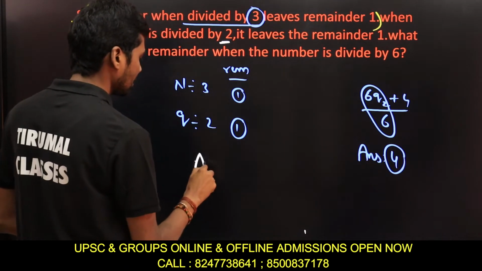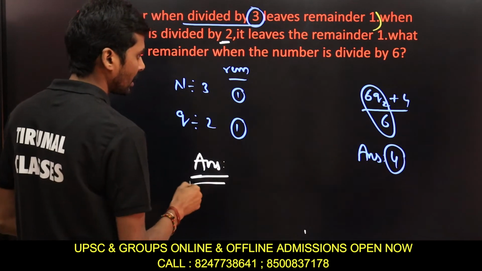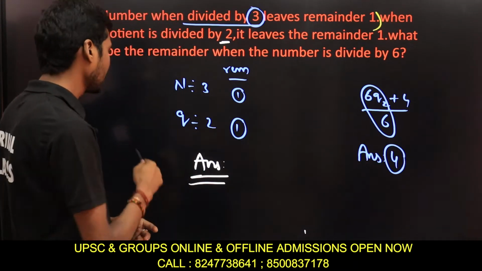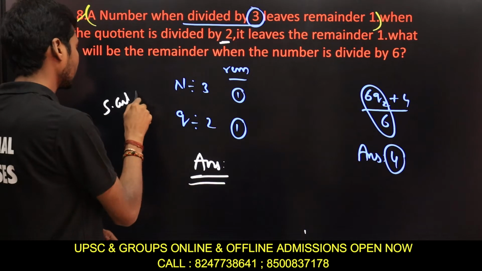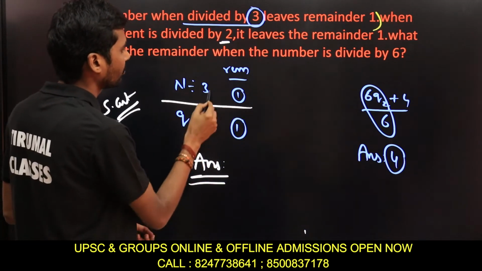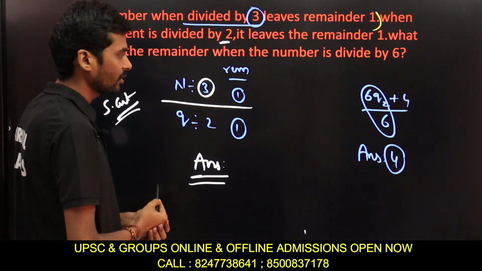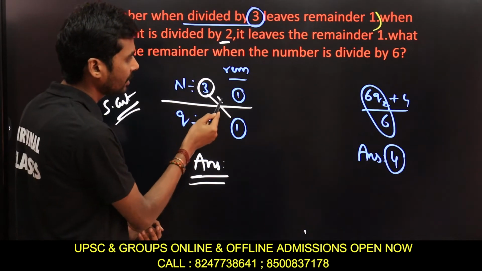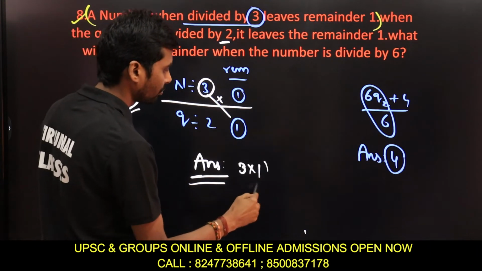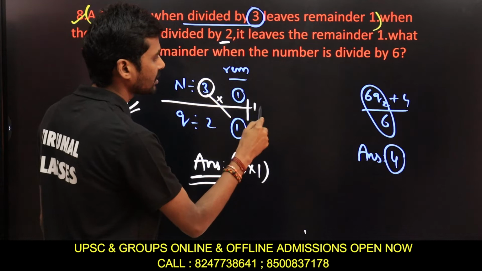Now the final answer is, so this is the general method. We have already seen the general method. By the way, for the final one, we can apply the shortcut. The shortcut for this kind of problem is, you first take the divisor from the first statement into the remainder of the second statement. So that is 3 into 1 plus the remainder of the first statement.